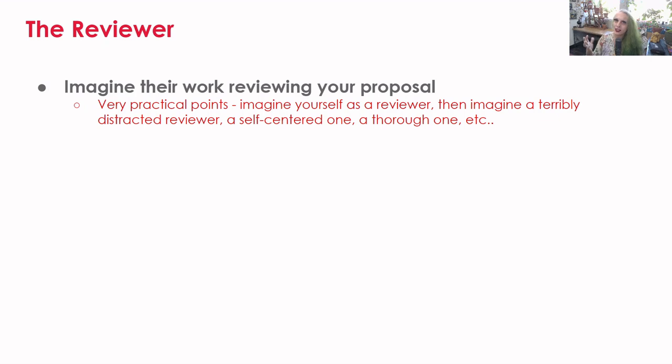Then start imagining reviewer characteristics and traits, like, for example, a very distracted reviewer. Imagine the most distracted person that you know. Okay, that's your reviewer. What can you do in your narrative to make sure that even a super distracted reviewer will still get the main points that you're mentioning?